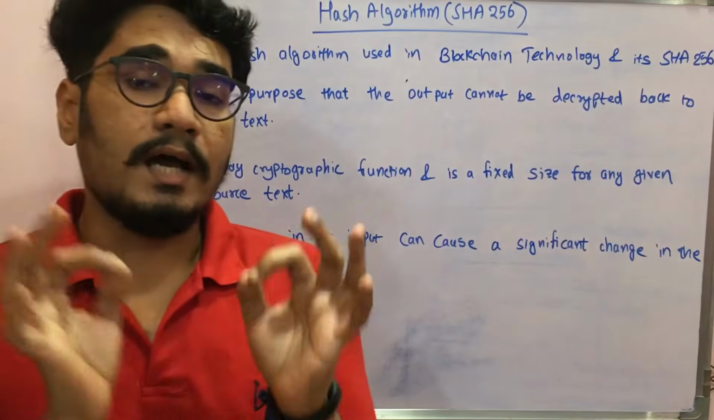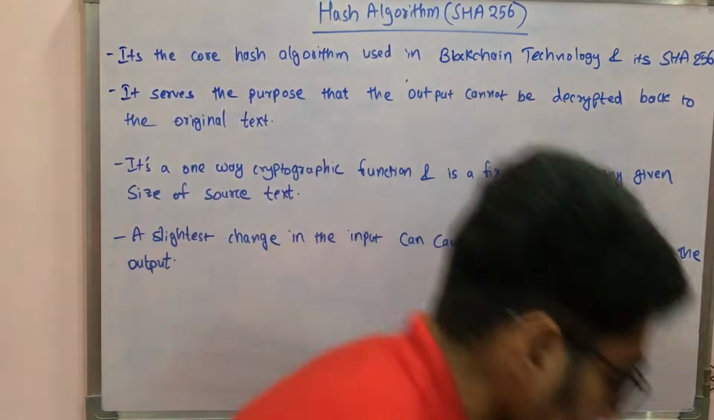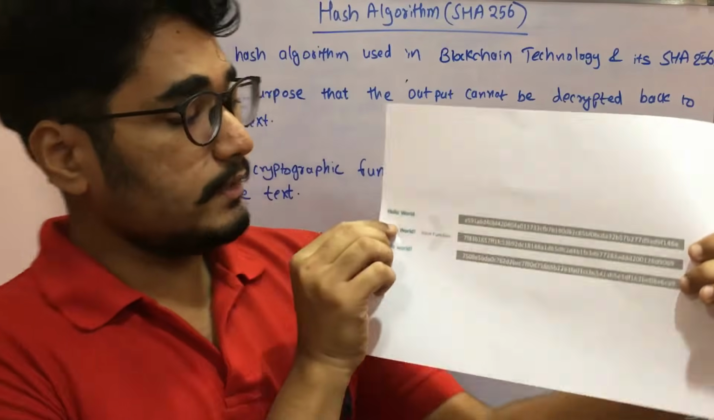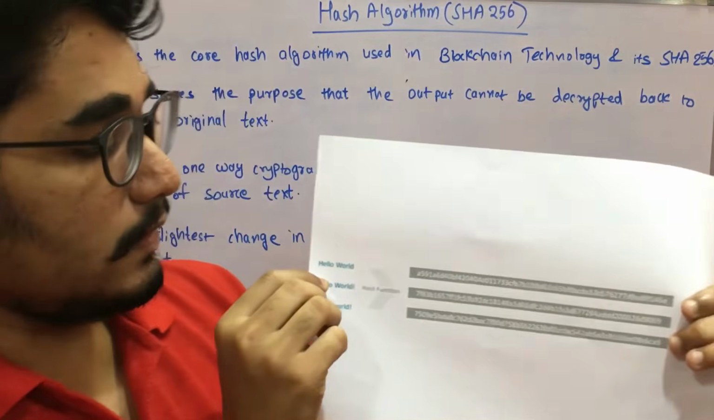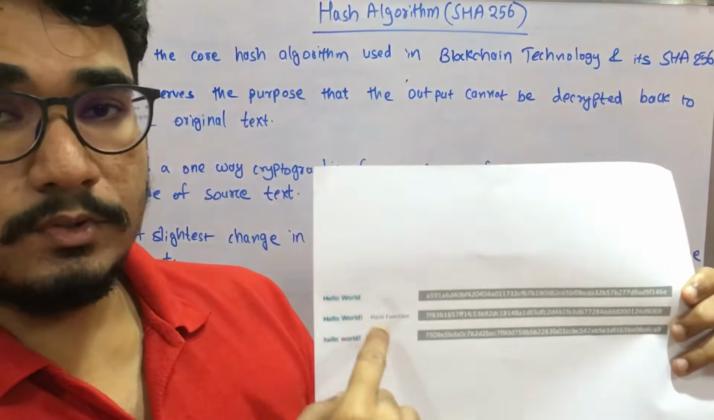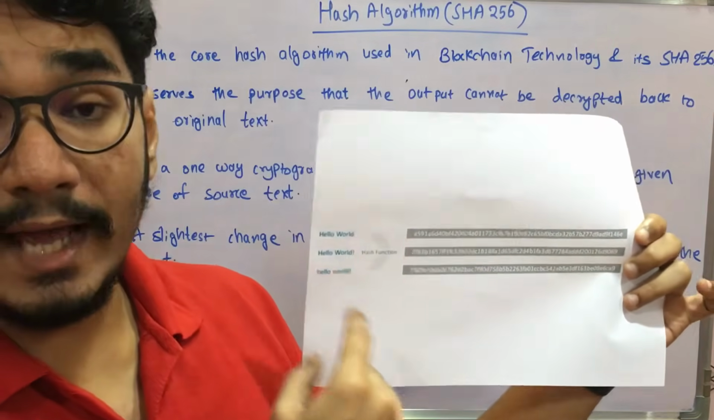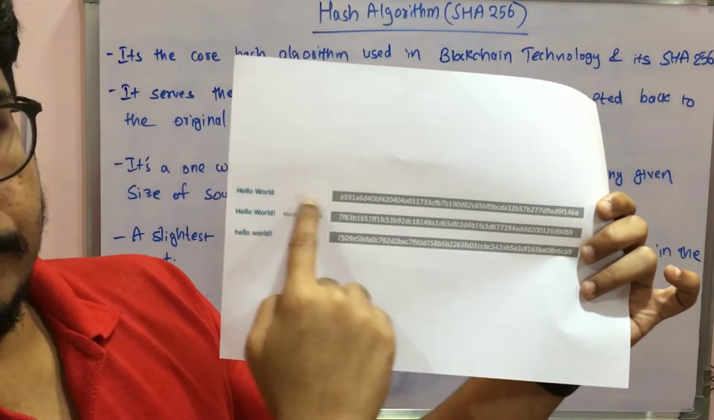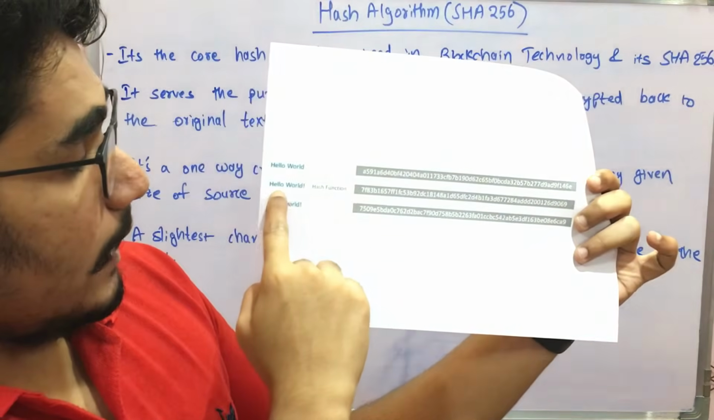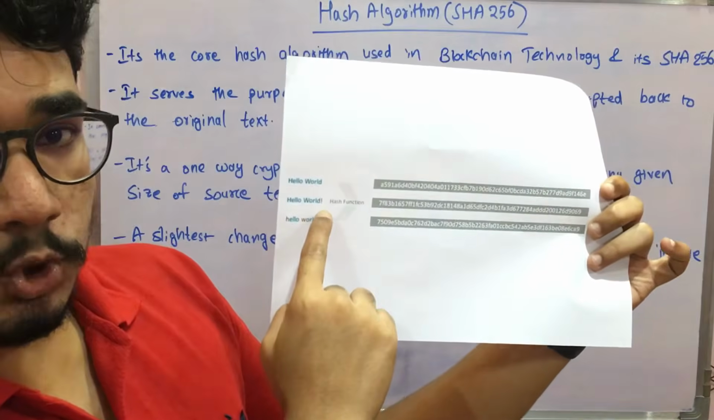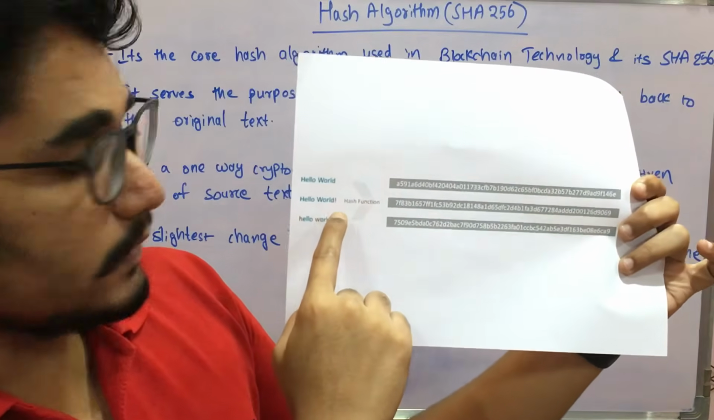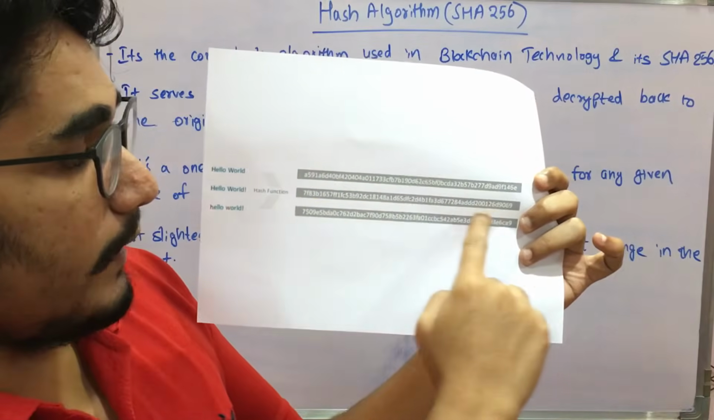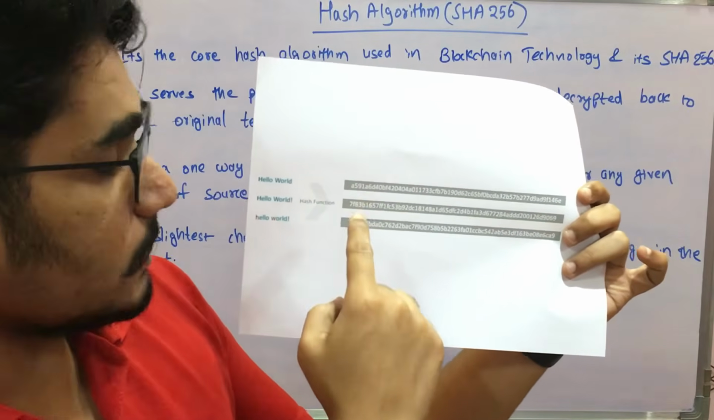So let's understand this with the help of an example. Let's say we have this example. In this you can see there's a hello world written. When we put this into a hash function or a hash generator, it will generate this kind of text, that is the very first line. And if we add a punctuation mark at the end of the word, the hash function generates it in this way, which is different from the very first one.